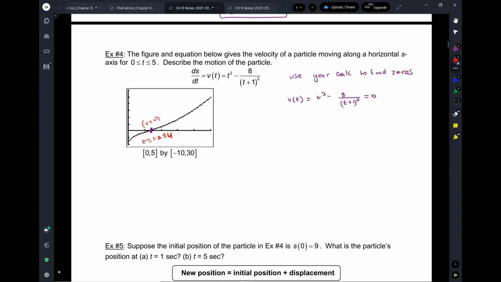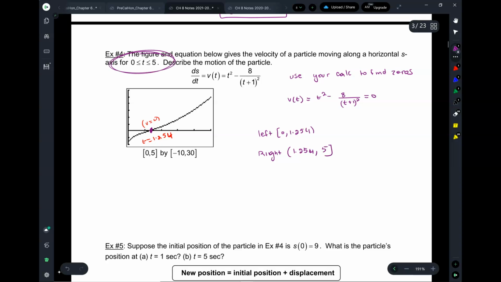Before that, velocity is negative, so it's moving to the left. So we say it's moving to the left from 0 to 1.254. It's moving to the right from 1.254 to 5. That's what my domain is. And then it is stopped at t equals 1.254.